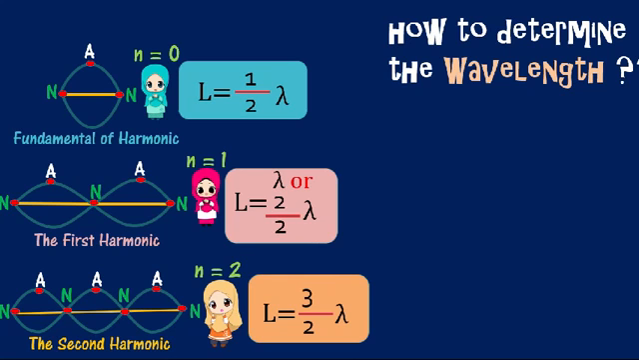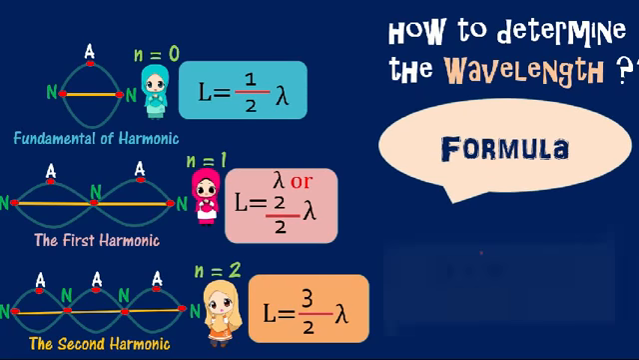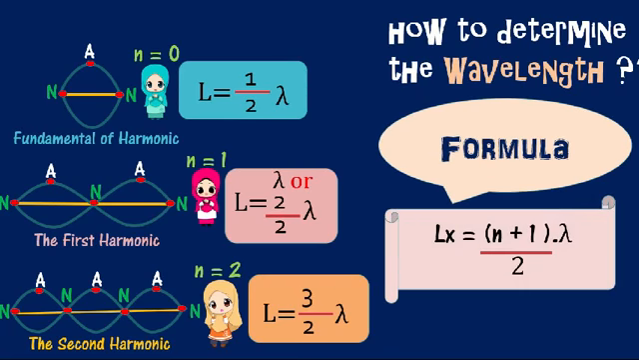Pay attention to the numerators. When one number of harmonic rises, the numerator always increases by 1. But the denominator does not change, it is fixed. So it can be concluded that the formula for finding wavelength is L equal to (n plus 1)/2 times lambda.